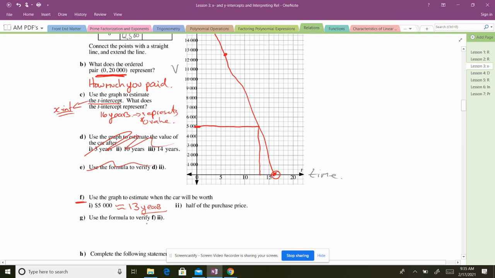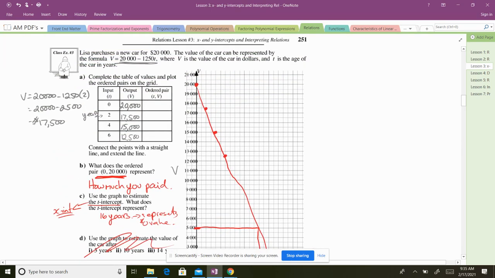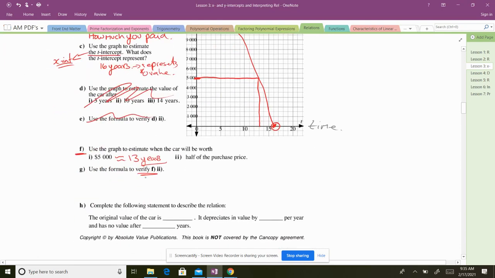Let's verify this using the formula. So where's our formula? Way up there. Here's our formula. V is equal to 20,000 minus 1250t. They're saying, when is the car worth $5,000? So where do I put the 5,000? In for V or t? V, because it's the value of the car, right? So I put 5,000 there.